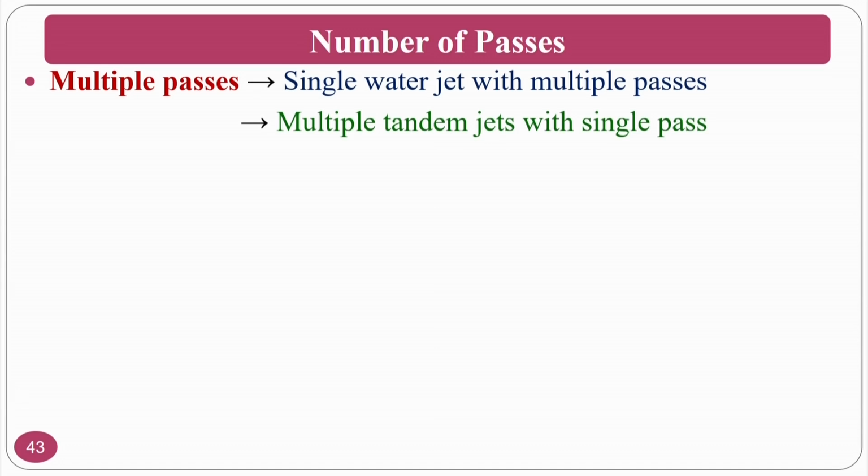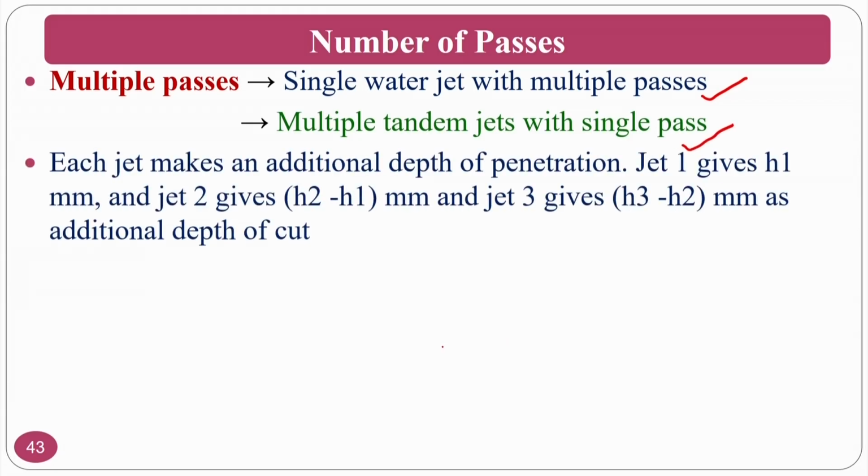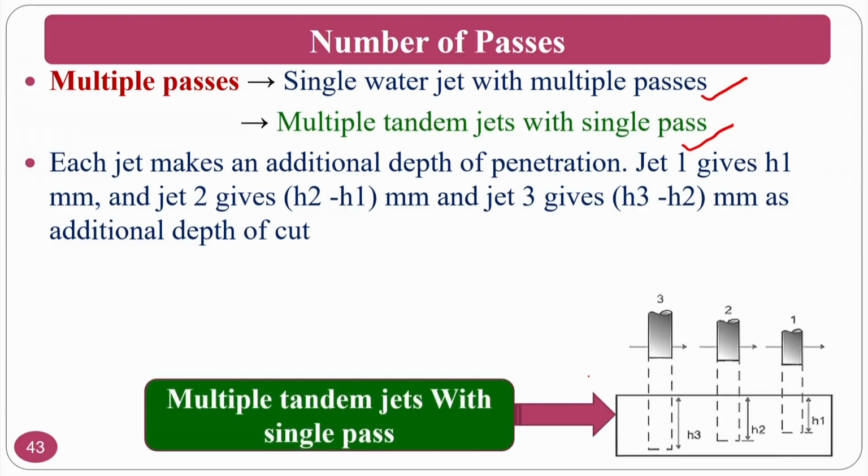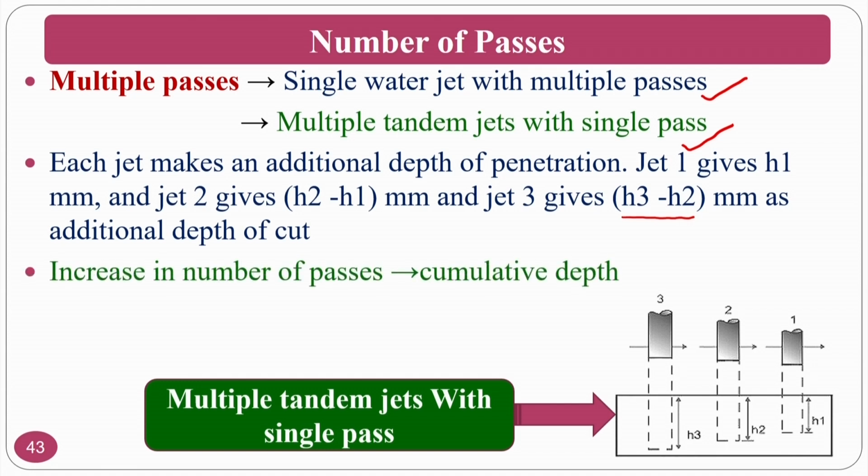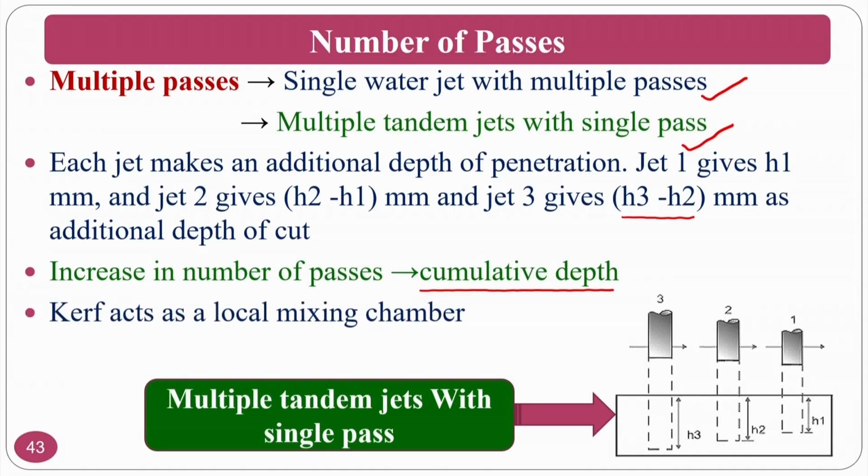Number of passes: a single water jet with multiple passes is possible, and multiple tandem jets with a single pass is also possible. Each jet makes an additional depth of penetration. Normally, if you see the picture here, jet 1 gives H1 and jet 2 gives H2, so the additional depth is H2 minus H1 mm, and jet 3 gives H3 minus H2 mm. This is the additional depth in terms of multiple tandem jets with a single pass. So, increasing the number of passes, normally the cumulative depth will gradually increase. The kerf acts as a local mixing chamber. Okay. So, this is about multiple tandem jets with a single pass.